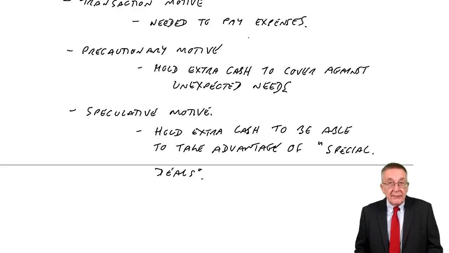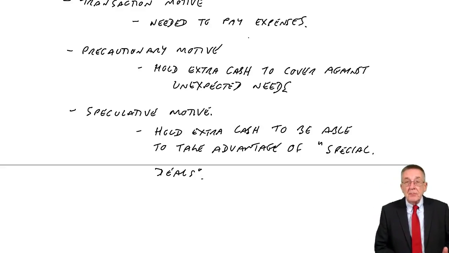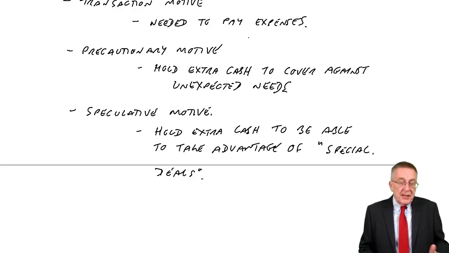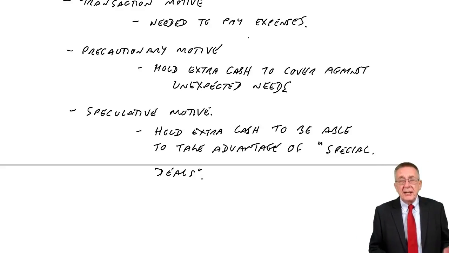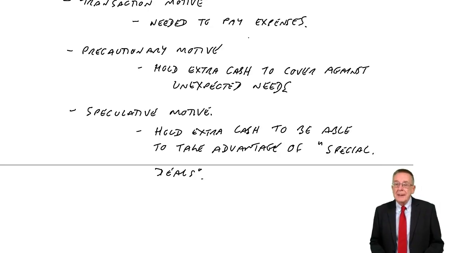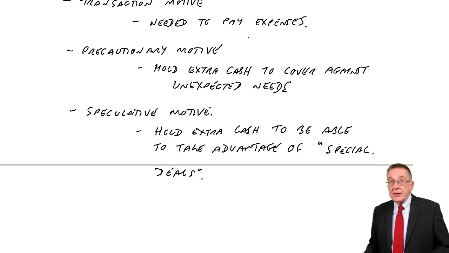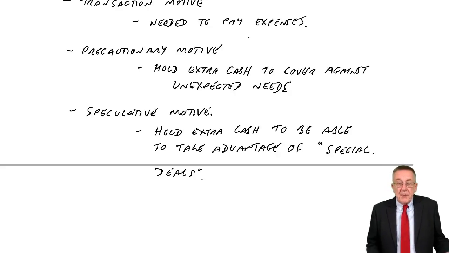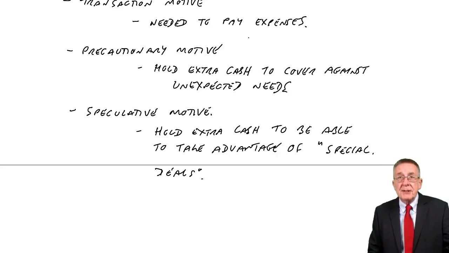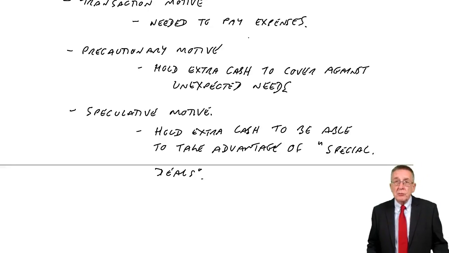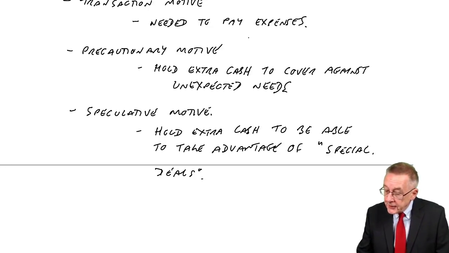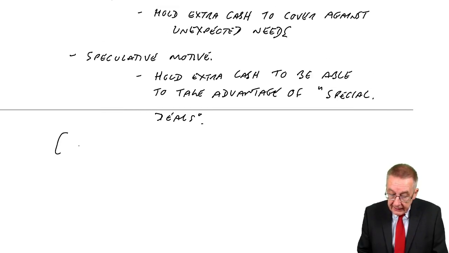Now, there are no rules for any of these. Obviously, transaction motive, we do need, you'll see later, to do some sort of budgeting to estimate how much we need. But as far as how much extra cash, the precautionary, the speculative, it depends very much on the type of business. Again, there are no rules. Incidentally, some people talk about a fourth motive, the investment motive.